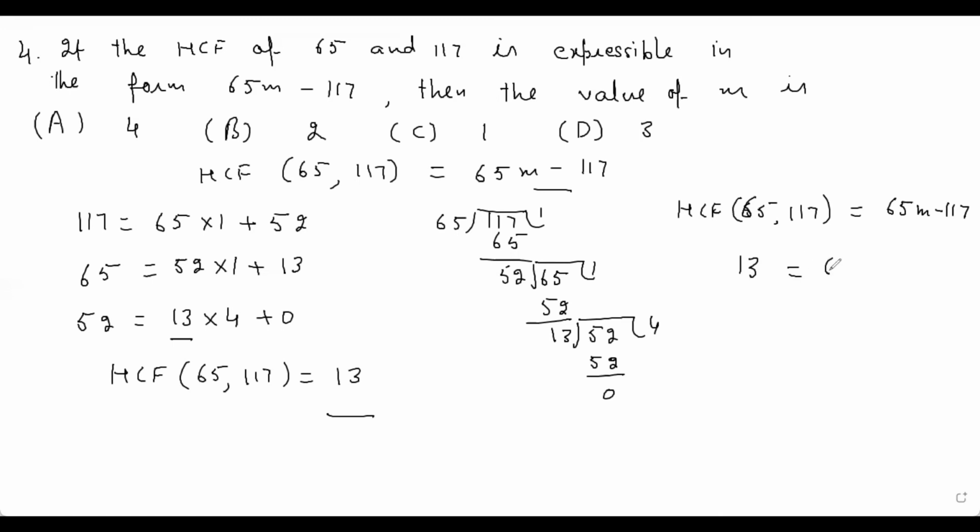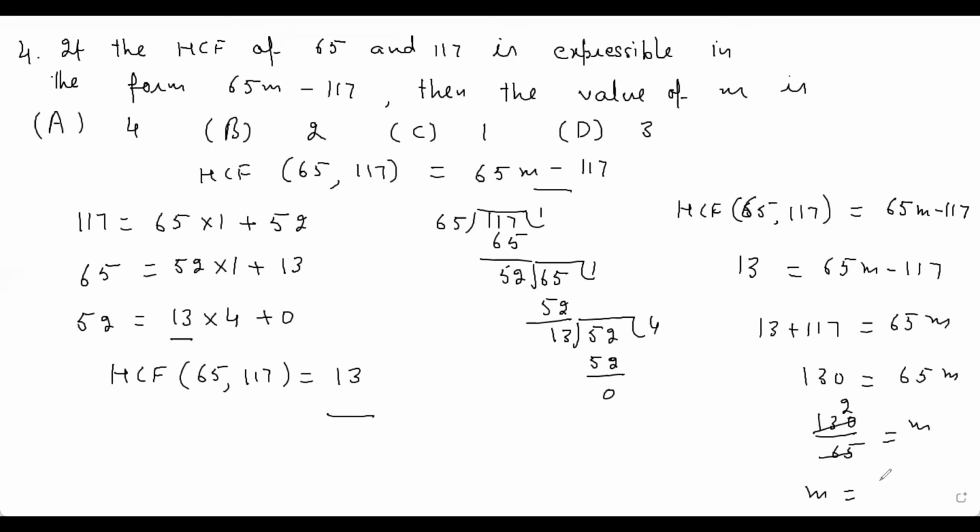This is equal to 65m minus 117. 13 plus 117 is equal to 65m. It means 130 is equal to 65m. It means 130 upon 65 is equal to m. 65 into 2 is 130. It means the value of m is equal to 2. So B is the answer.